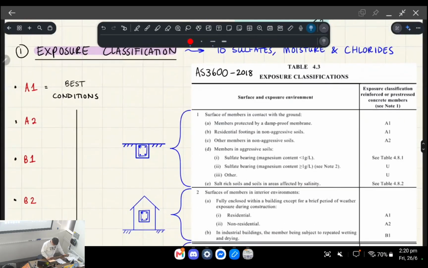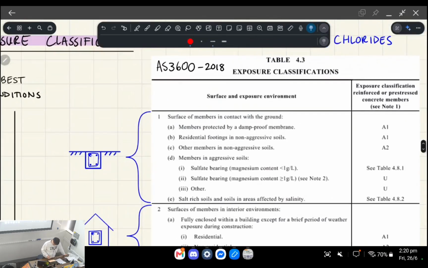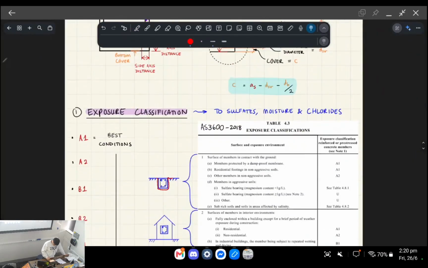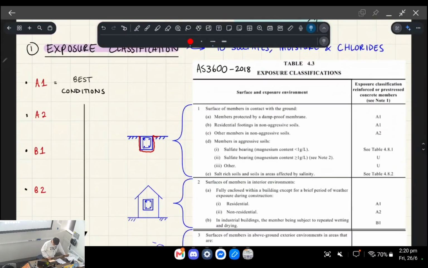Reading this table from AS3600, it gives you a vague description of your type of member and where it's sitting in the environment, and then tells you what you would classify it as. For example, if you've got a member in contact with the ground, here's what I've drawn for your reference, but it's protected by a damp-proof membrane, for example poly sheeting, some kind of plastic, it's got exposure classification A1, and you can just go down the list.